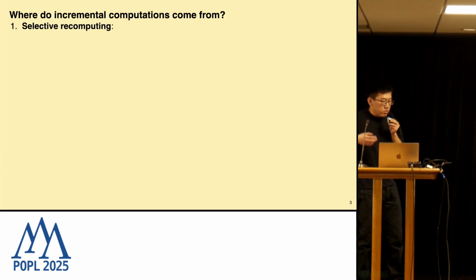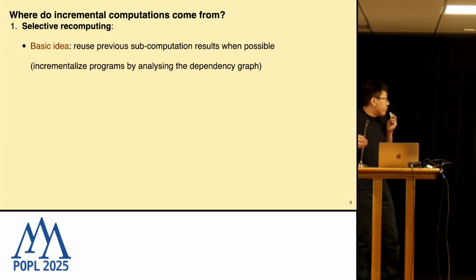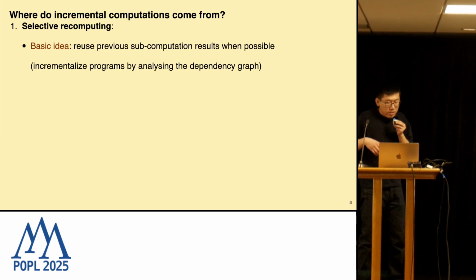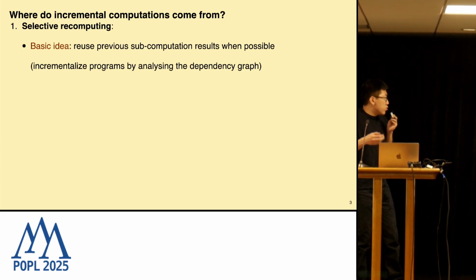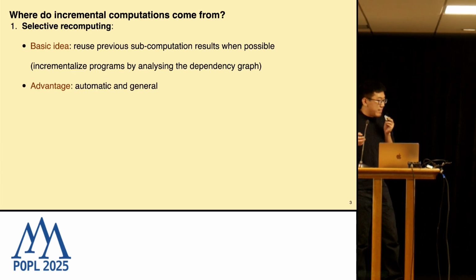The first way is called selective recomputing, and the basic idea of selective recomputing is to try to reuse the previous subcomputation results when possible. In other words, it tries to incrementalize the programs by analyzing the dependency graph. The advantage of this approach is that it is purely automatic and can be applied to incrementalize any programs.